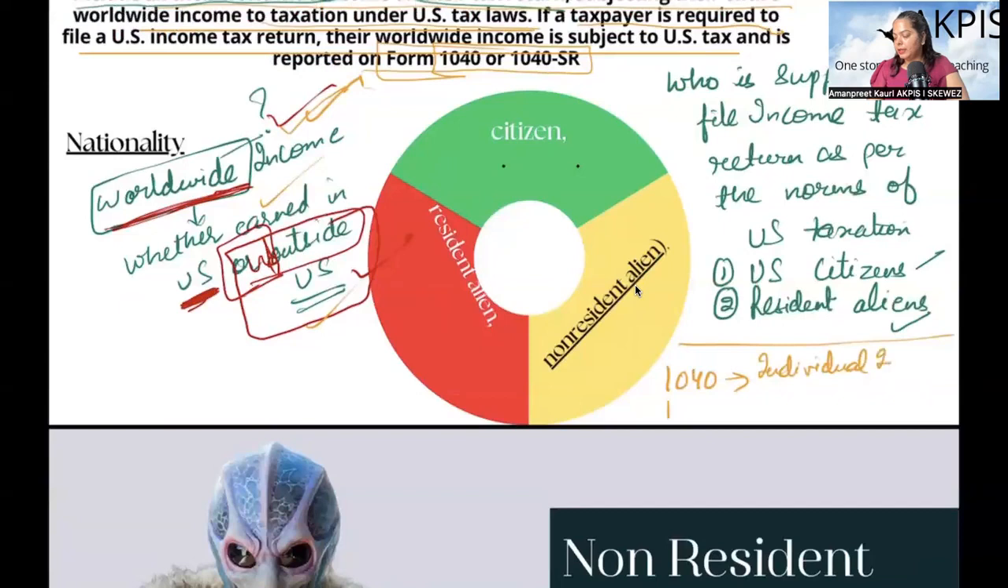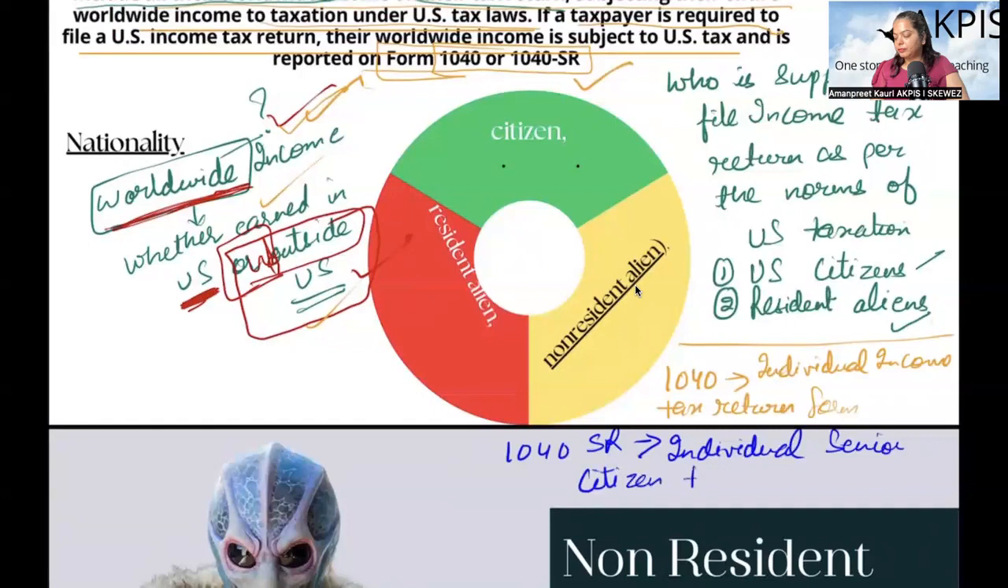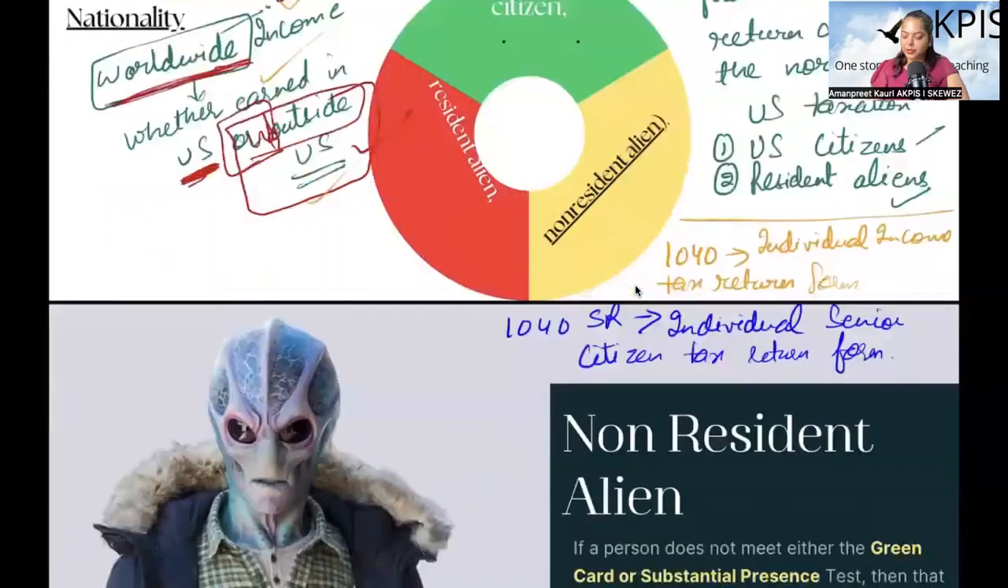Individual income tax return form. So what is this SR? You're supposed to have an idea for that also. 1040 SR, that was for the individual senior citizen. SR means senior citizen. Individual senior citizen tax return form. Right? Now, let's elaborate our discussion.